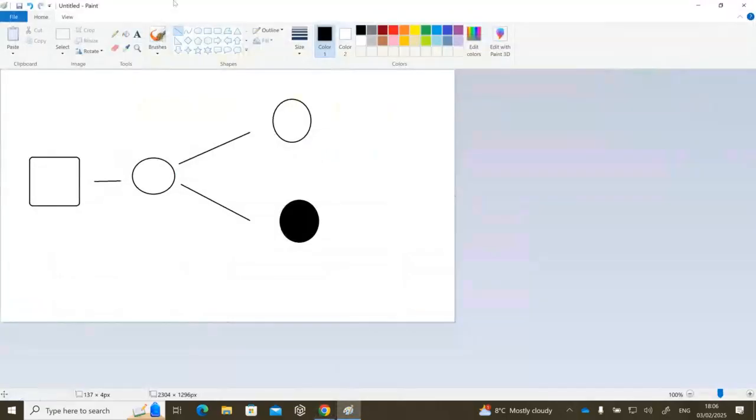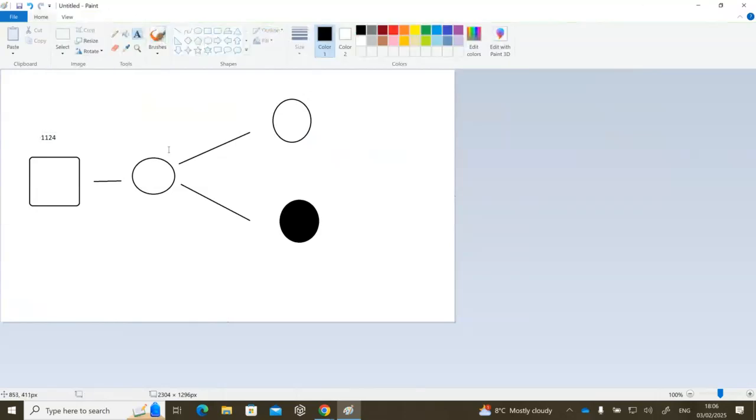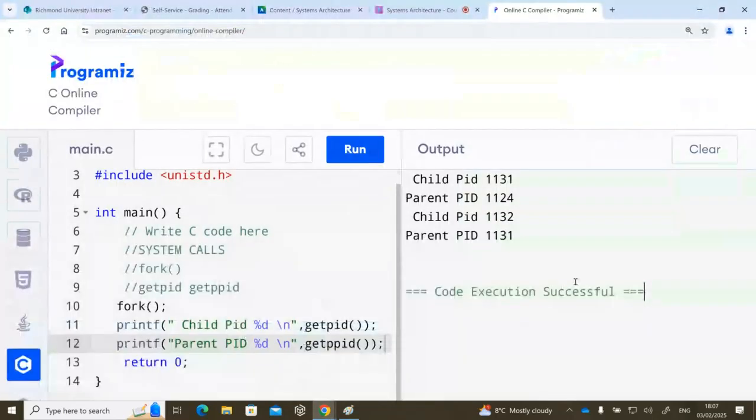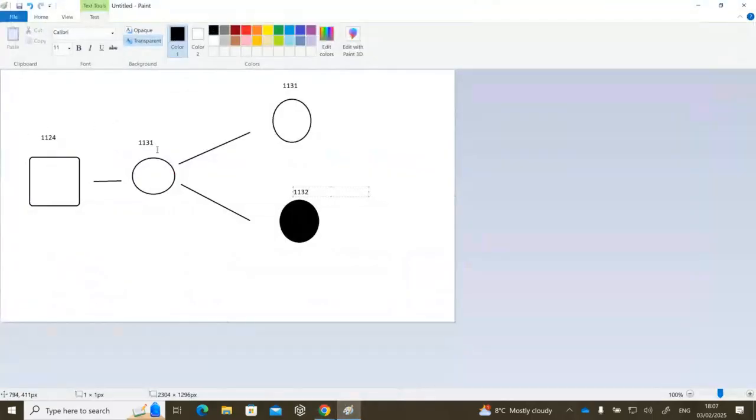So this process's ID is 1124. What is this one's process ID? 1131, right? Now this one is the same, so the process ID for this one is also 1131. And the process ID for the child is the other number. If you look at the output, you can see that 1131 is repeated twice, once as a child and once as a parent. In the first one, it is a child. When it gave birth to this one, it became the parent. Does that make any sense?